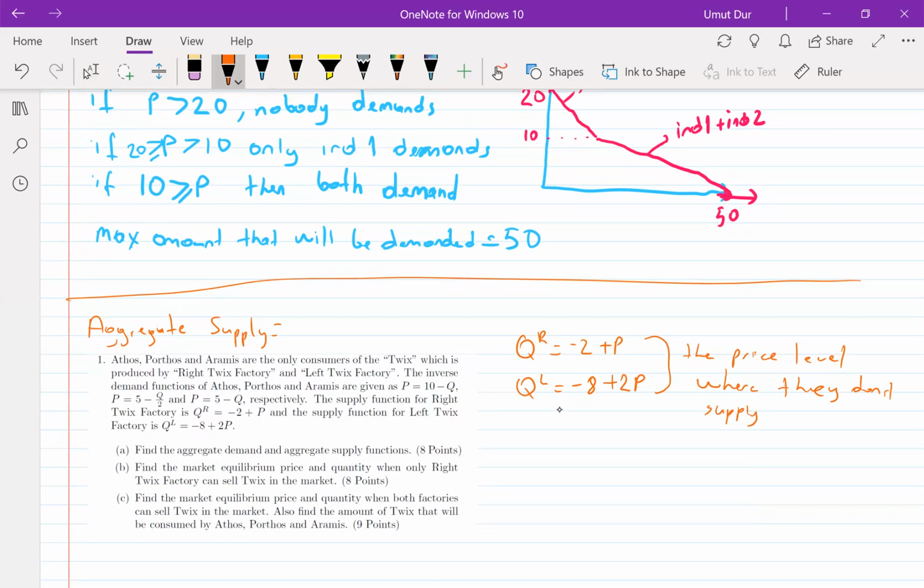Okay. So if I want to draw this supply curve for the first one, let me use this light blue. Where does the supply curve intersect with the vertical axis? At which point do the vertical axis and supply curve intersect?